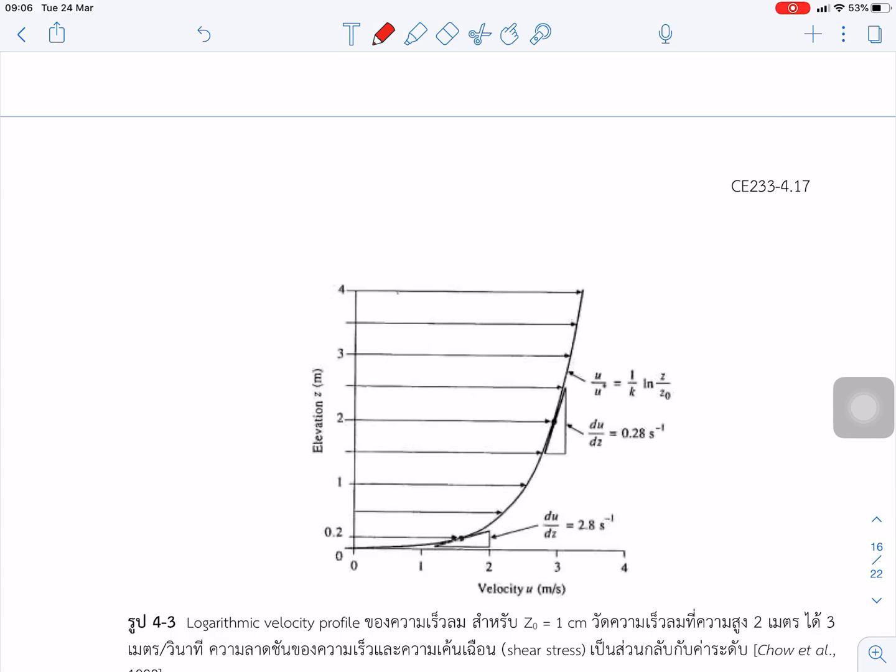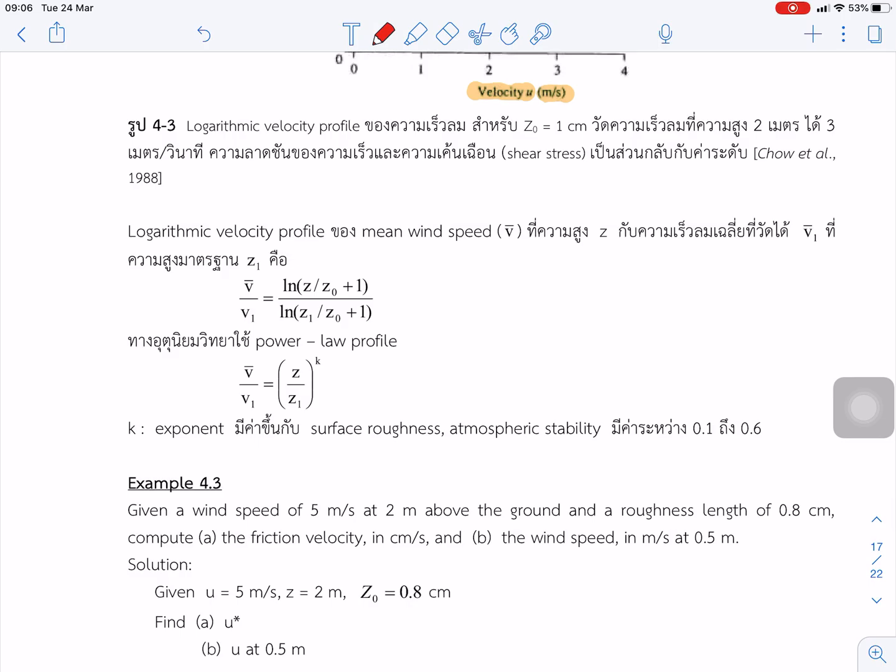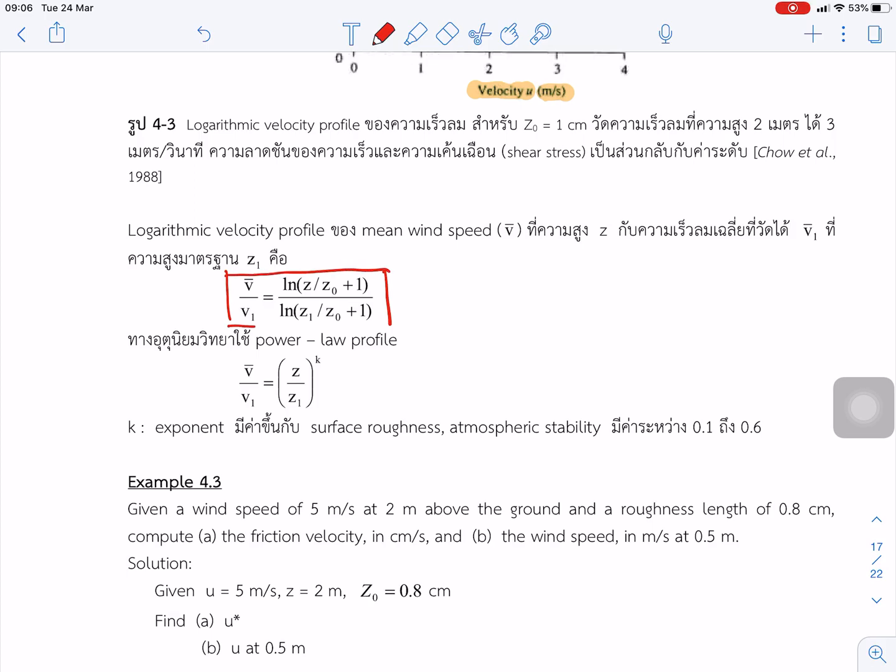This shows the change of wind speed, the wind velocity in terms of meters per second, with the elevation z. Okay, and so that is the equation for the logarithmic profile. Another form of the logarithmic profile we can write in terms of the relative velocity between different elevations z and z1, or we can write it in terms of the power function.